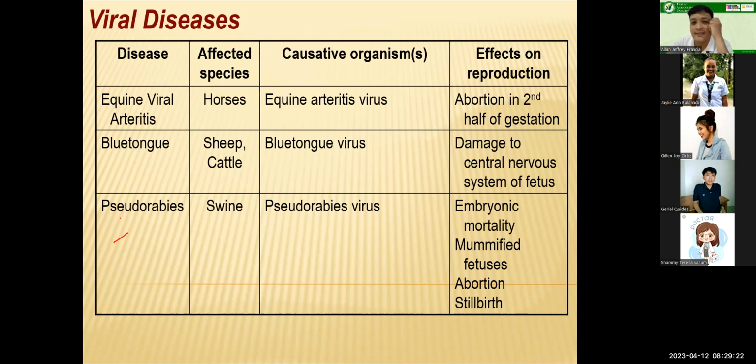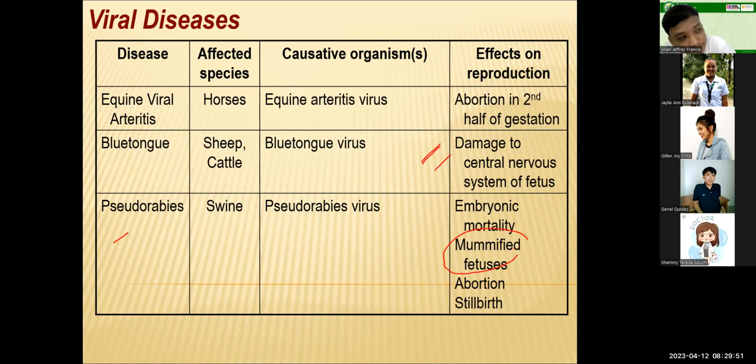But anyway, the signs of these diseases are, for horses, when they have viral arteritis, abortion during the second half of gestation. And for bluetongue, it affects the CNS of the fetus. So there could be malformations during delivery, or it could be teratogenic. And for pseudorabies, we have the mummified fetus.